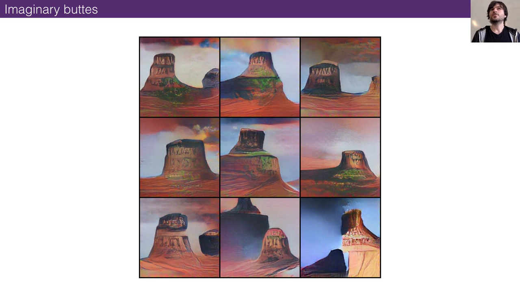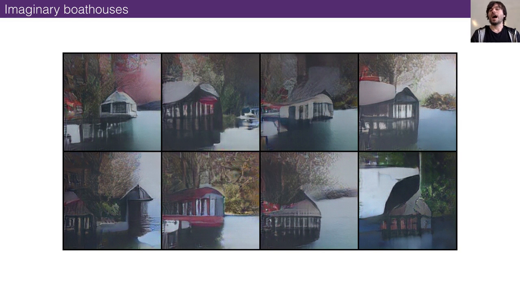And so these are buttes, right? We have these out west, these sort of canyon-looking features. I like this. This is the boathouses. And the boathouses are cool because you notice that the water seems to have reflections. That's really cool. We didn't tell this network anything about water or about reflections, but it learned through examples that images of things that are on top of water tend to have reflections, right? And the reflections are actually pretty good.